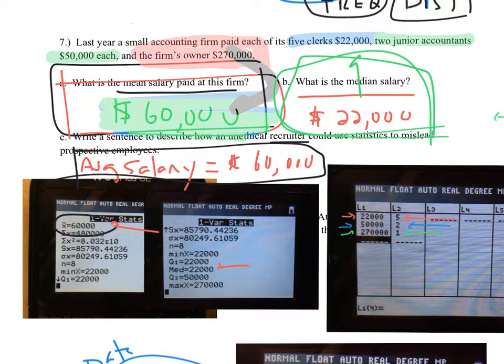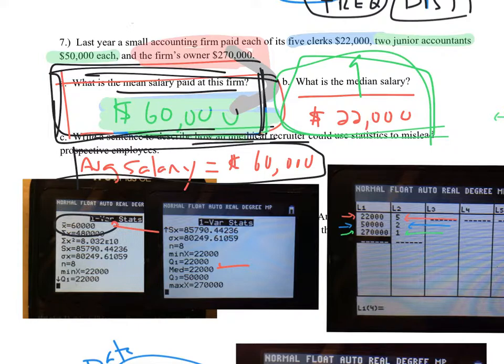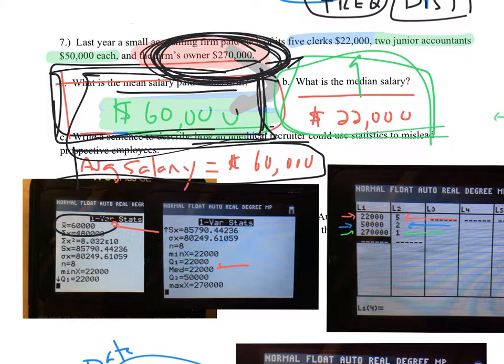Sometimes knowing data values is not the best indication of what's going on, because there's the average, but that's not really a good indicator of what's going on. Remember, the average is heavily influenced by outliers. This $270,000 employee, the owner, is throwing off the data values.